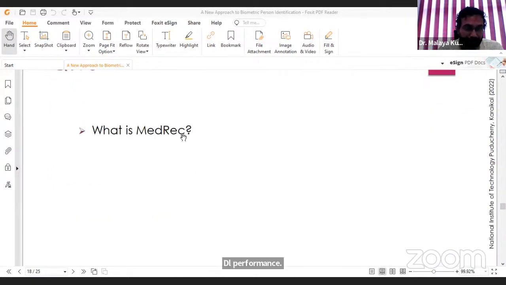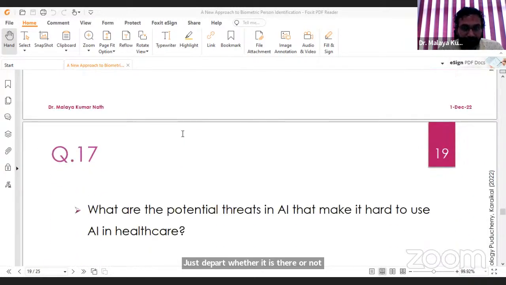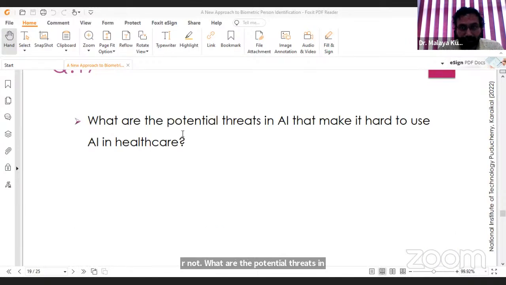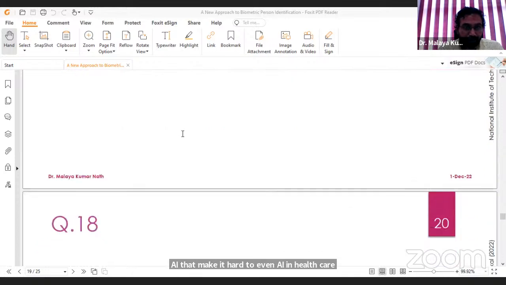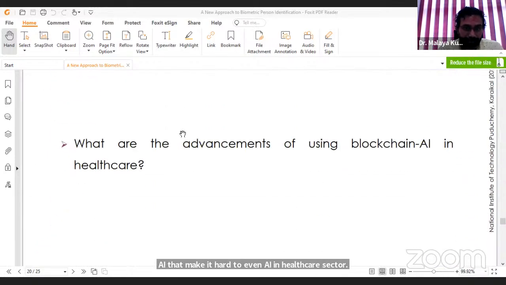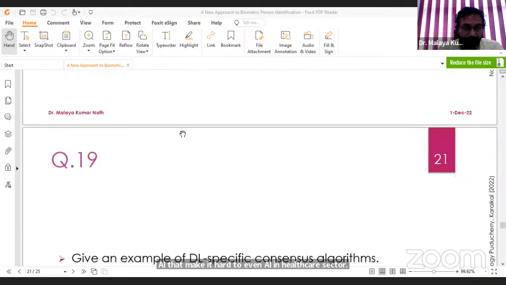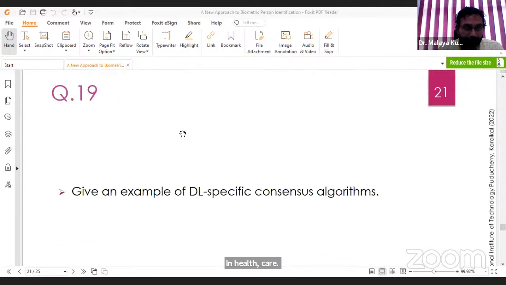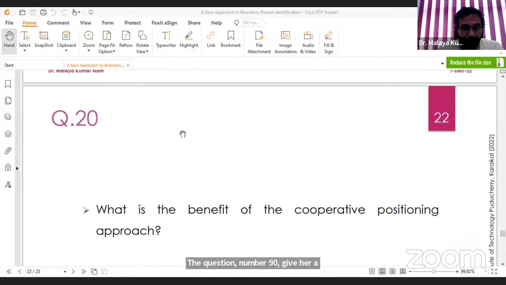What is MedRec? What are the potential threats in AI that make it hard to use AI in healthcare sector? What are the advancements of using blockchain AI in healthcare? The question number 19, give an example of DL specific conscious algorithm. What is the benefit of cooperative positioning approach?